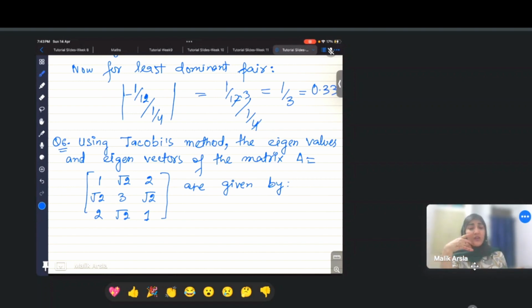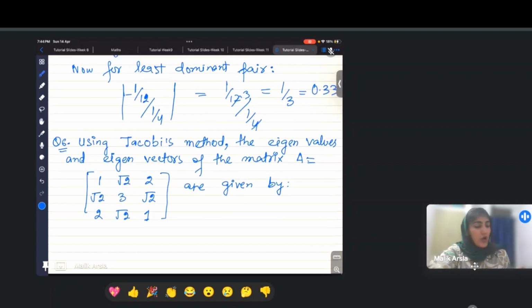And in Jacobi's method, there is one important thing: this matrix should be a real symmetric matrix. You can see here it is a symmetric matrix, right? Root 2 here, root 2 here, 2 here, 2 here. It should be a real symmetric matrix, only then you can follow this Jacobi rotation method.